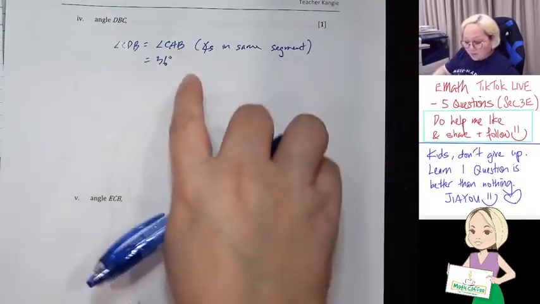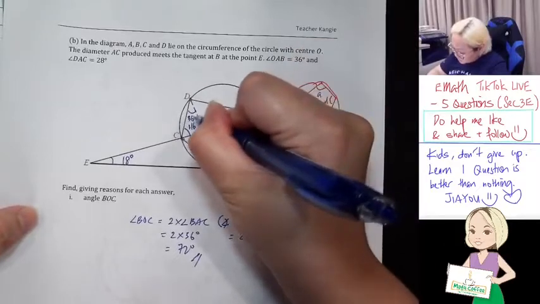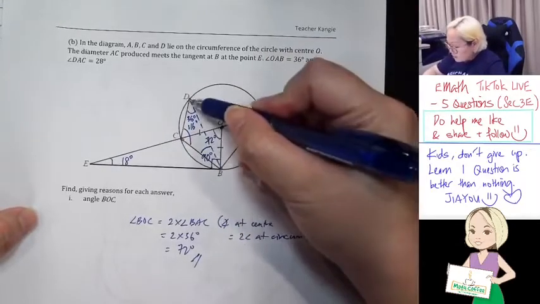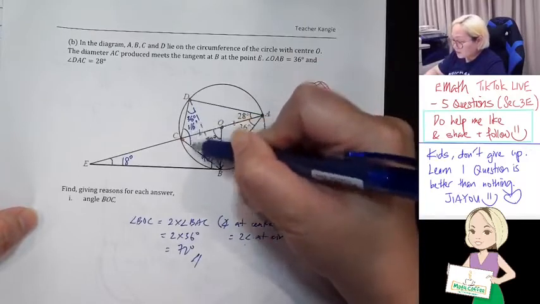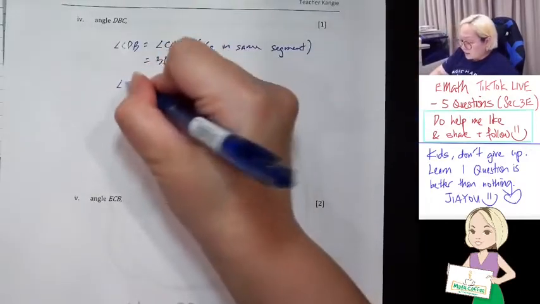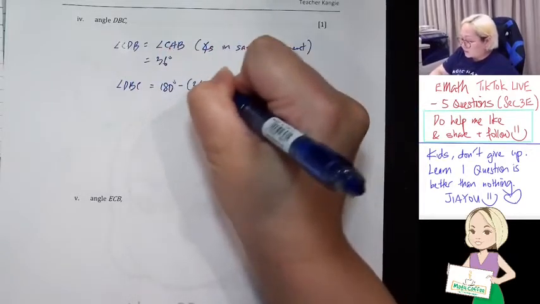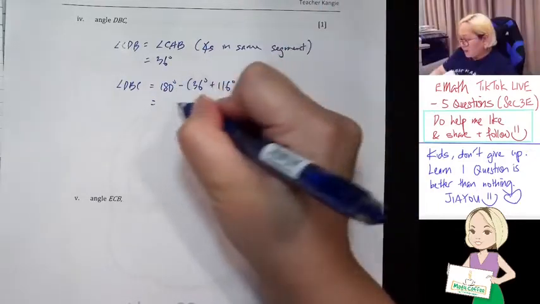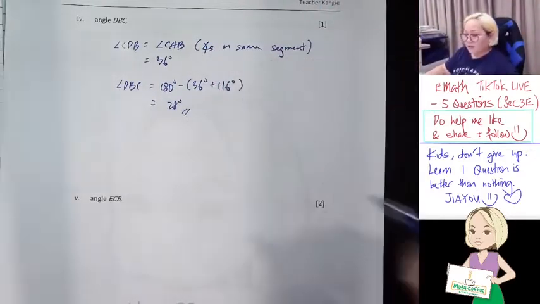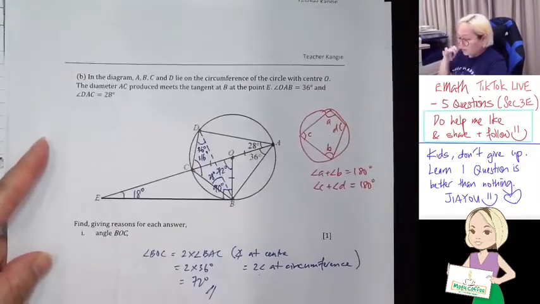Then after that, we are not done yet. So this is 36. So the one that asked me to find now, the triangle, I have 116 and 36. So just 180 minus these two. So my angle DBC is 180 degree minus 36 plus 116. And I will get 28 degree. Done. So again, let's update the diagram. This is 28 degree. Okay?